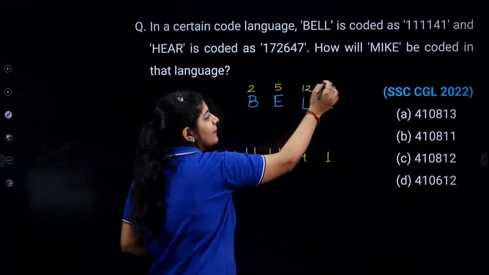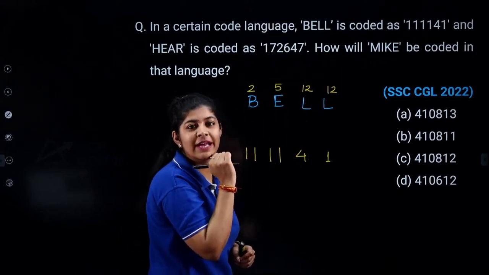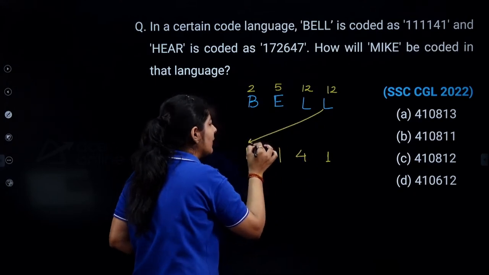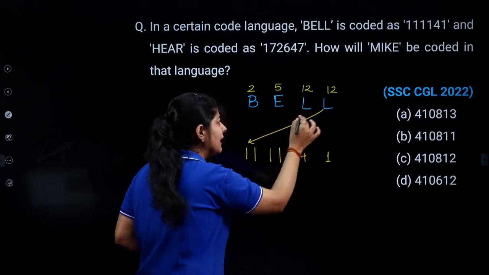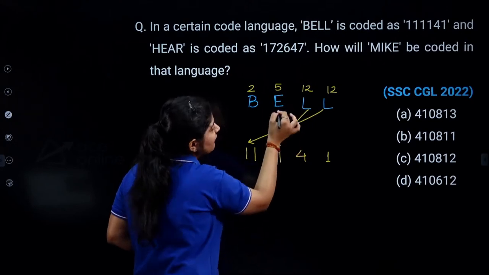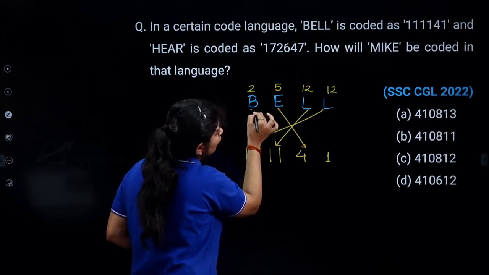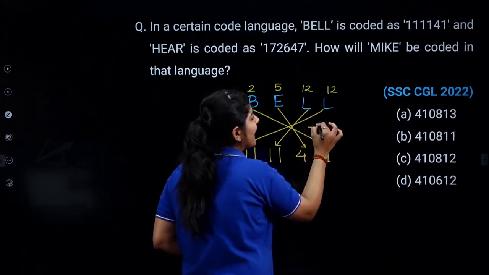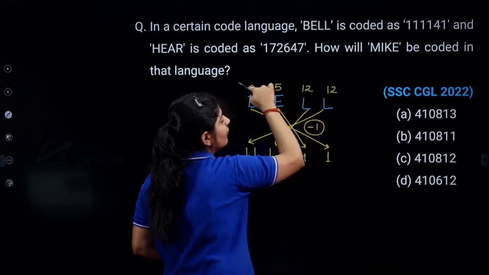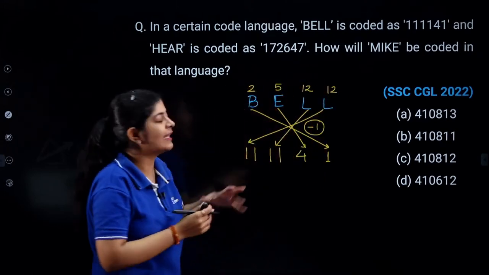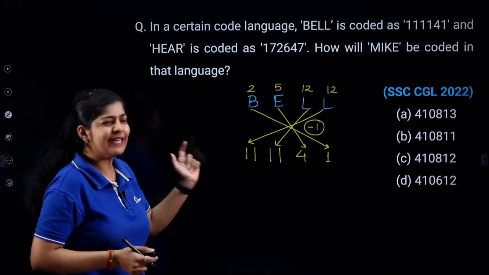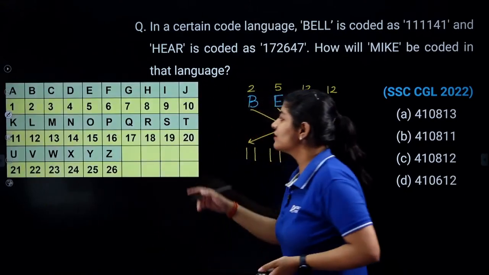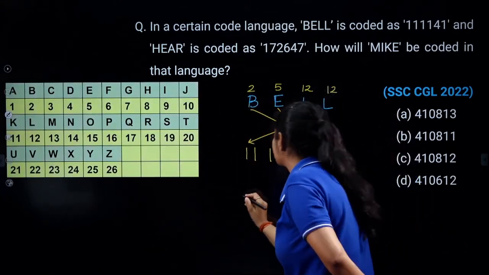If I subtract 1 from this one, 12 minus 1 is 11, and it is diagonally present over here. Again, 12 minus 1, 11. 5 minus 1, 4. 2 minus 1, 1. So basically, I simply subtracted one from each number and got my answer. Are we getting the same pattern here? Just simply check this one. For your reference, you can refer to this particular table over here.